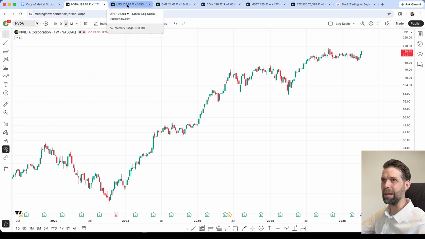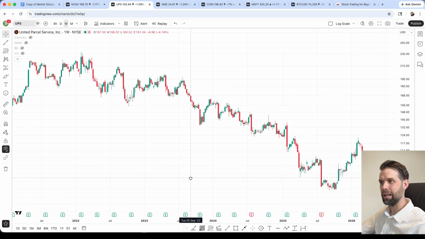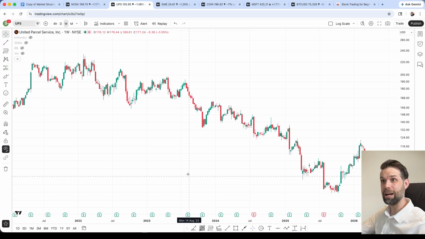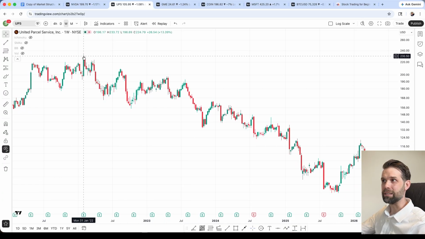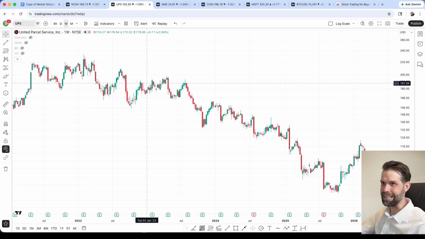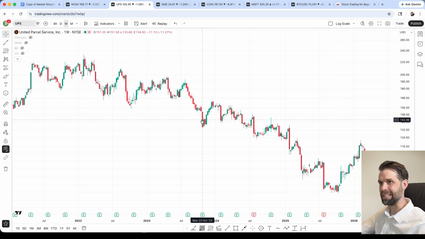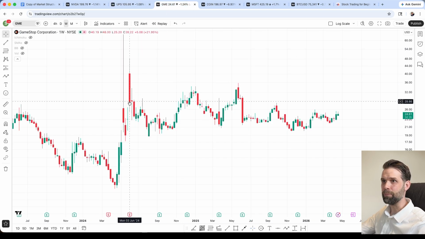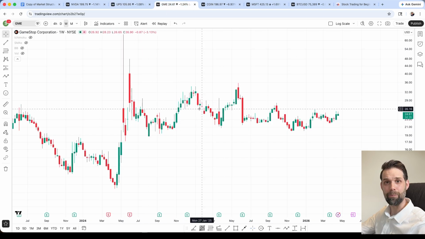If we go ahead and we look at a different chart, this is clearly not an uptrend. This is a downtrend. So this is UPS. And we can see the stock went from $230 in February 2022 down to $80 in October 2025. So this is a downtrend. The market structure is very bearish here. And then we can look at stocks like GME. So for 2 years, nothing's really happened with this stock. We've sort of just consolidated in a range around the same price.